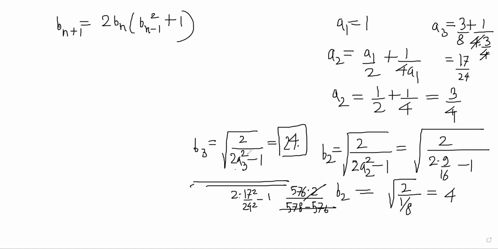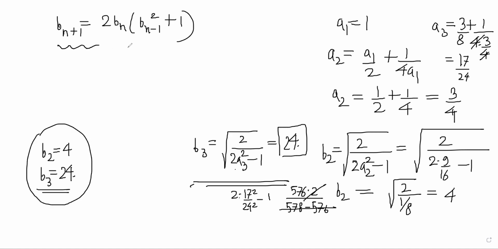Correct. So B2 and B3 are integers. We are getting B2 is 4, B3 is 24, right? And now we have established the base case. We have this formula for all the higher BNs, right? We have shown that the base case is integers. B2 and B3 are integers. We'll prove by induction that this is also an integer.